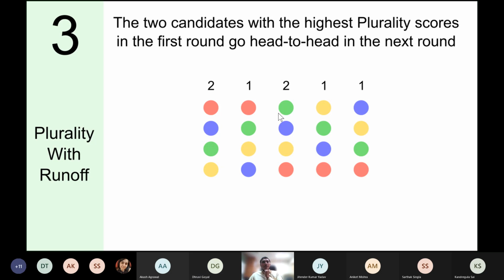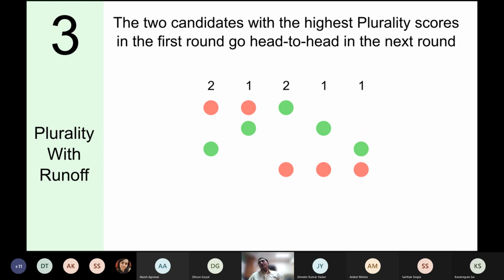Similarly, the green candidate is top placed for 2 voters, yellow is for 1, and blue is for 1. Okay, so the 2 candidates with the highest plurality scores would be red and green. Does that make sense? Okay, so in the first round we are going to choose red and green.